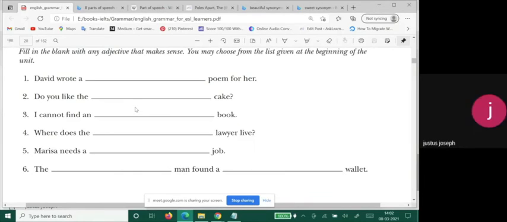Excellent. Excellent book. Where does the dash lawyer live? Qualities of a person, especially a lawyer. Smart lawyer live. Where does the cunning lawyer live? Okay. What other words do you know for cunning? Open up your mobile. Cunning synonym.